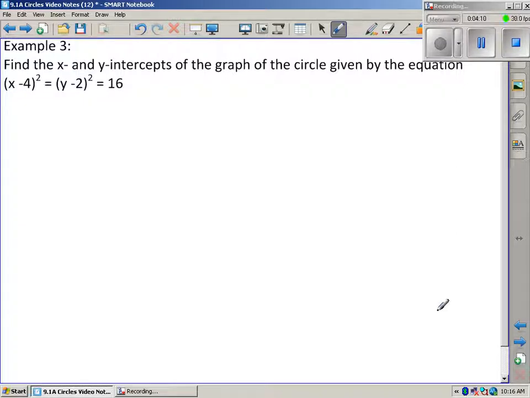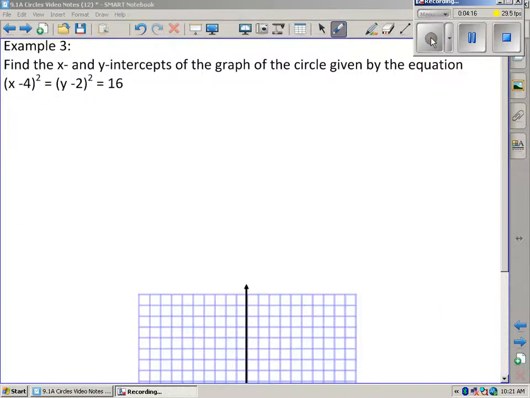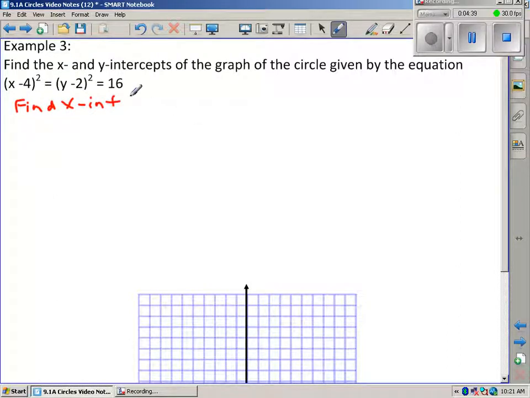All right, we're going to go ahead and try one more example here. So this next example asks us to find the x and y intercepts of the graph of the circle given by this equation. So remember, to find the x-intercept, we need to let y equal 0. And to find the y-intercept, we need to let x equal 0.